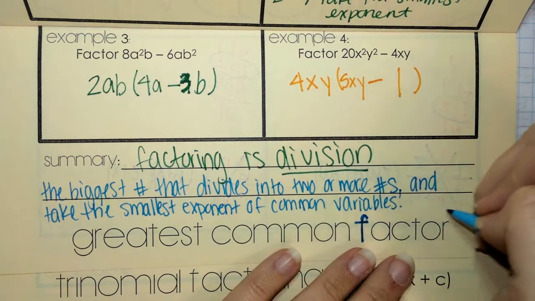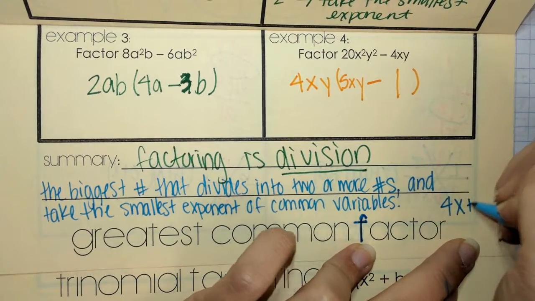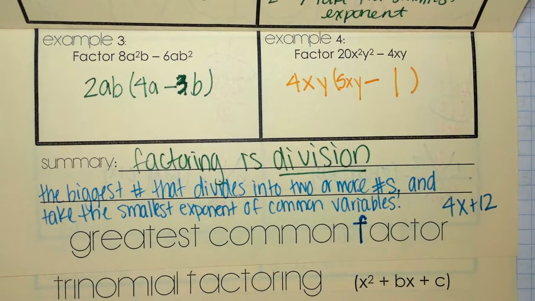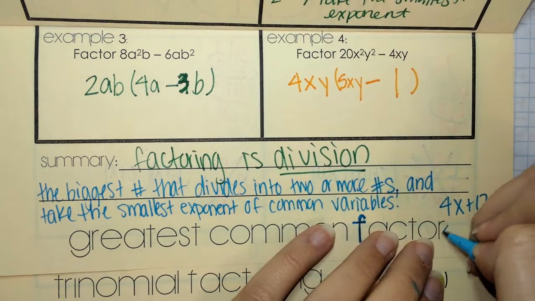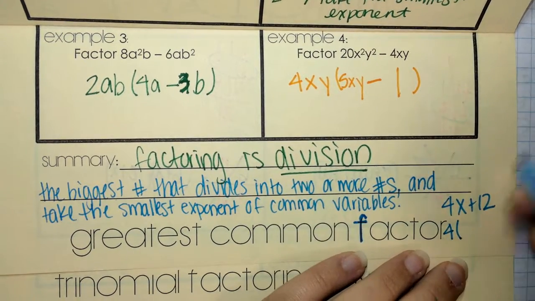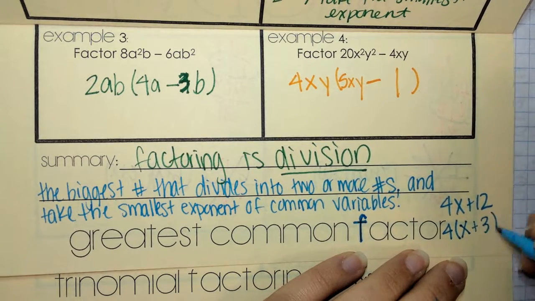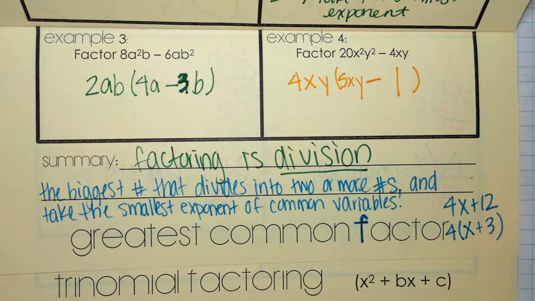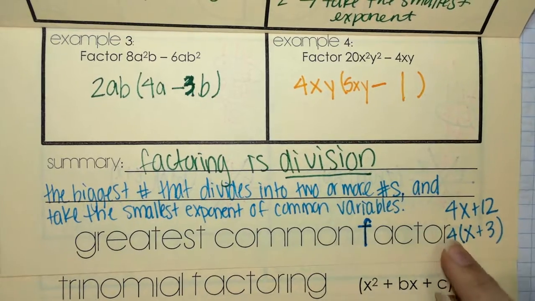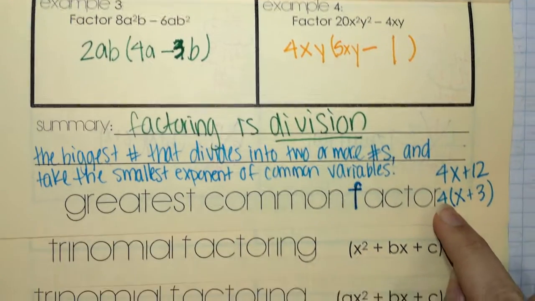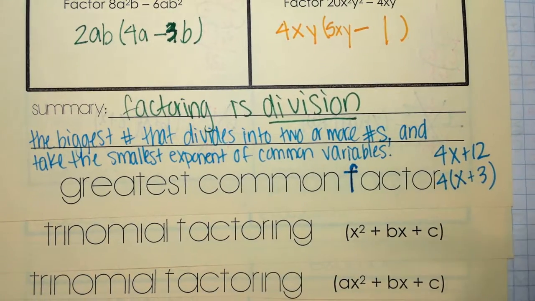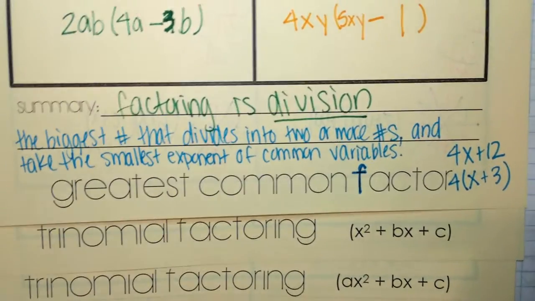All right, so what's the greatest common factor of 4x plus 12? 4 goes into both of those. So if I factor 4 out, what's left on the inside? 3. X plus 3. Now, do I have to leave the GCF out front of the parentheses? Yes, you do, which some of you did not do on your tests, and that cost you.